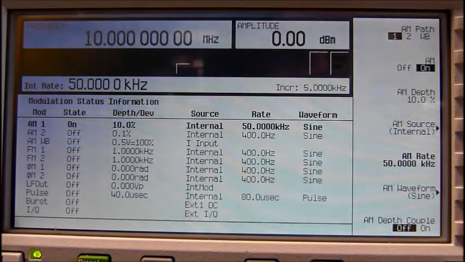This particular signal generator generates a double sideband large carrier amplitude modulated signal, which means that the transmitted signal has the two sidebands together with the carrier transmitted.